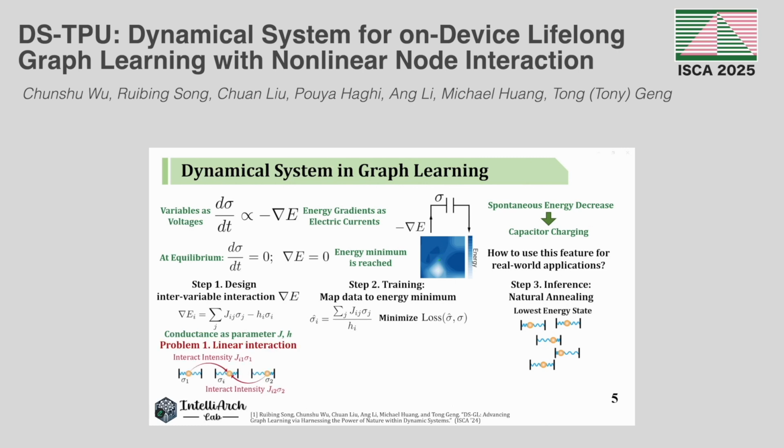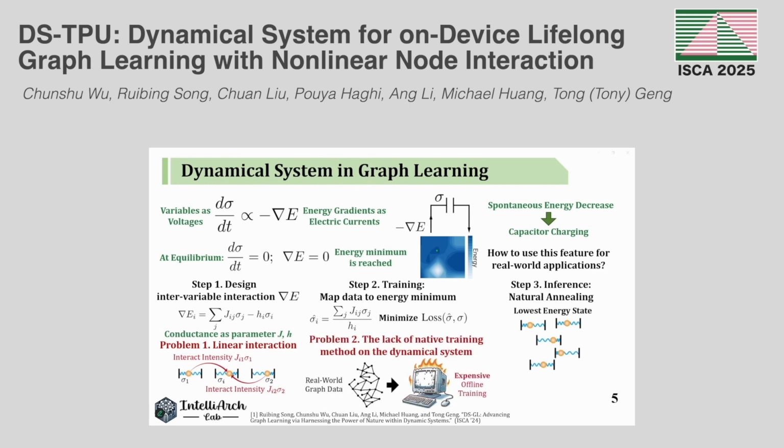However, 2 critical problems exist. The first is that in this work, the variables only have linear interaction, and the expressivity of this model is highly limited. The second problem is that training relies on expensive offline processing. It's not directly compatible with this electronic dynamical system. These 2 problems correspond to our key contributions.